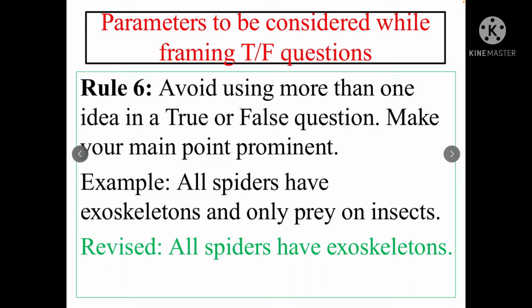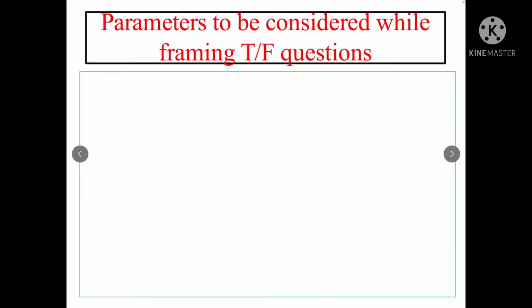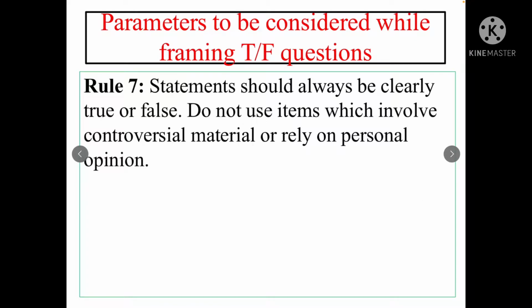The question should be like this. All spiders have exoskeletons. Now the student will think, and we can judge whether the particular child knows about the concept of exoskeletons or not. Now comes Rule 7. Statements should always be clearly true or false. Don't use items which involve controversial material or rely on personal opinion.